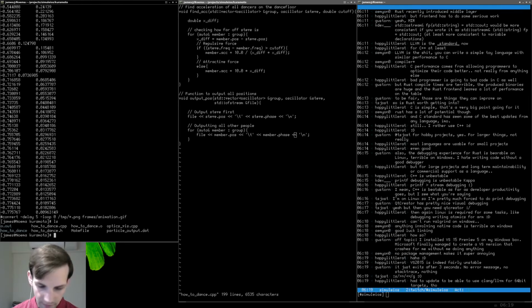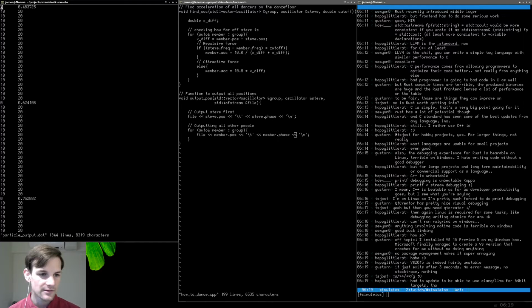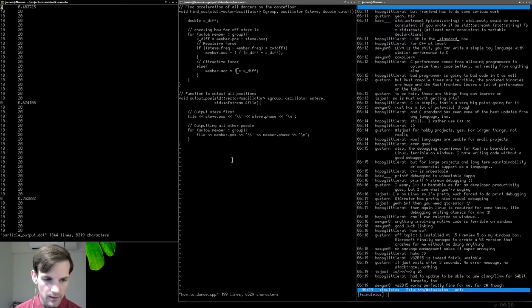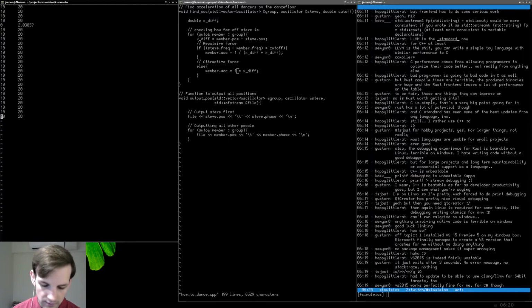We should have particle output, so let me go ahead and go particle output.dat. Looks like everything's just fine. Now let me see, what do we have here? We are outputting member.position. They're all at 10, which means we're giving them too much force. So let's go up here and just do 1.0 divided by the x difference. Okay, write this, go here. And let's see what happens as we go down a little bit. Down to the bottom. Yeah, okay, so that's clearly wrong.